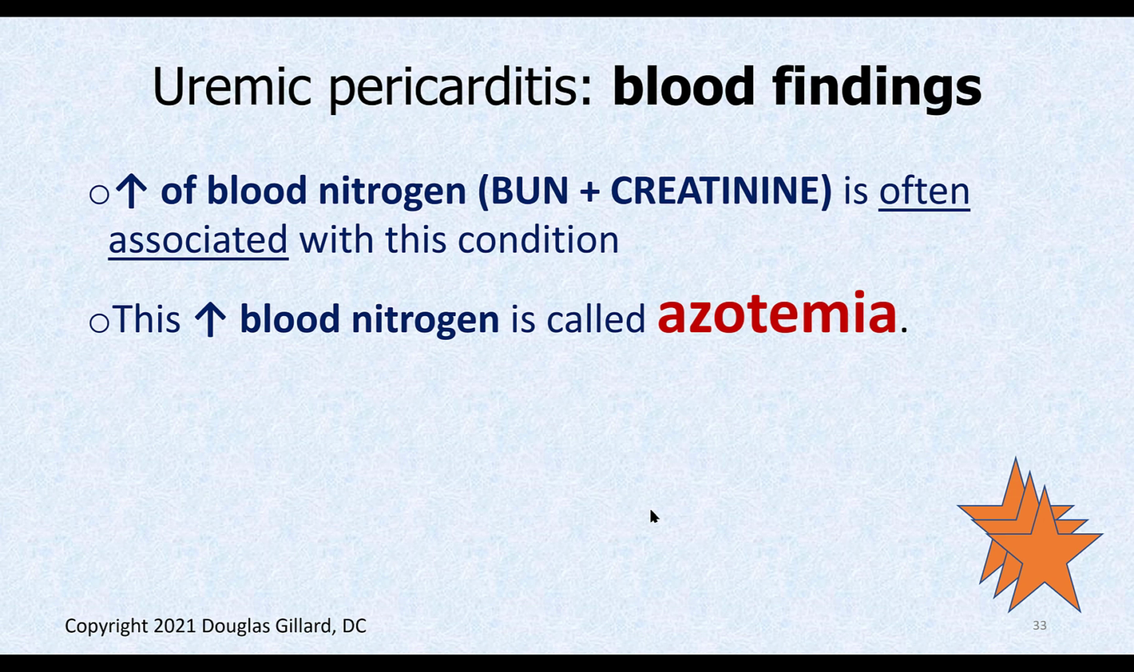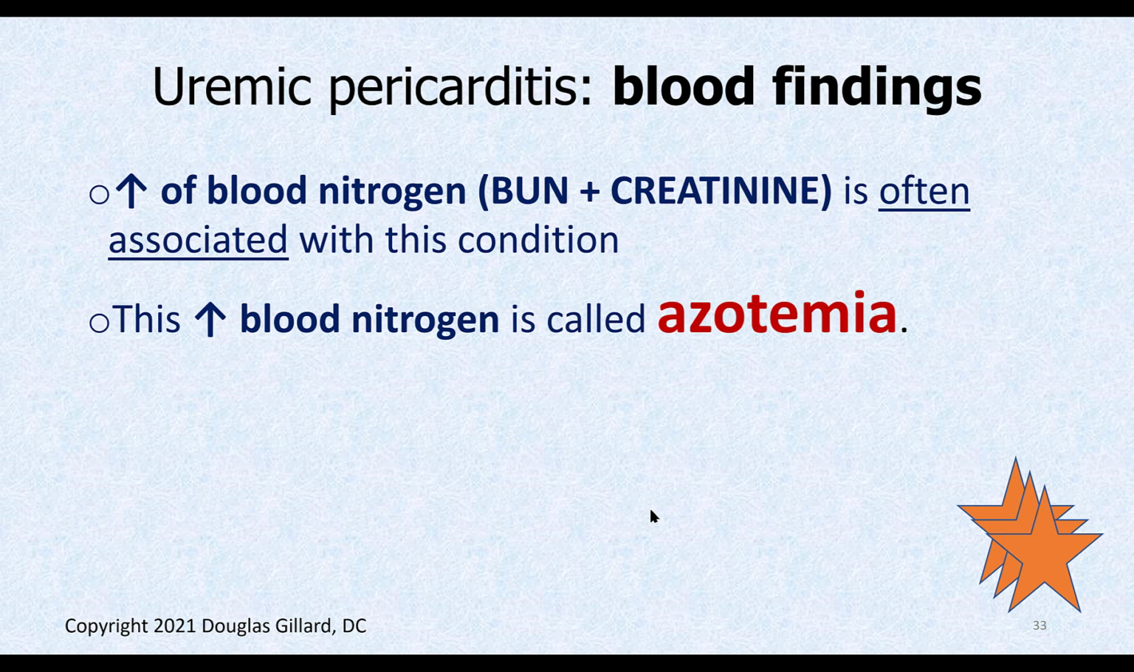What's the blood findings of someone with uremic pericarditis? Well, they'll have an increased BUN, blood urea nitrogen, will be high, and creatinine will be high, or you could just say that they have increased blood nitrogen. But when you have your hematology lab, you'll learn about BUN and creatinine levels. Maybe you've already had that.